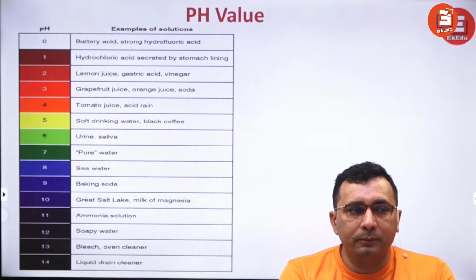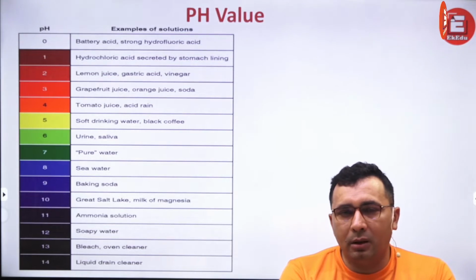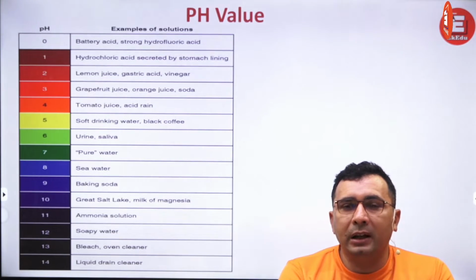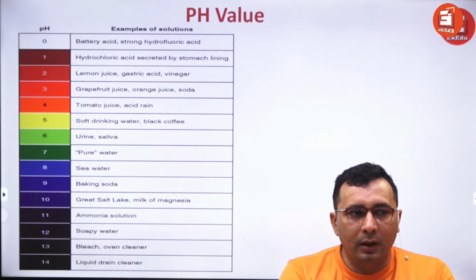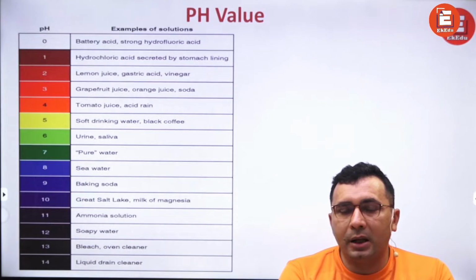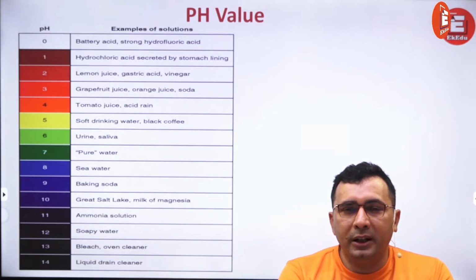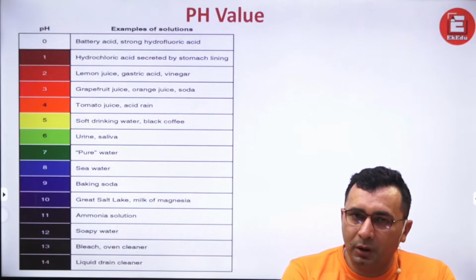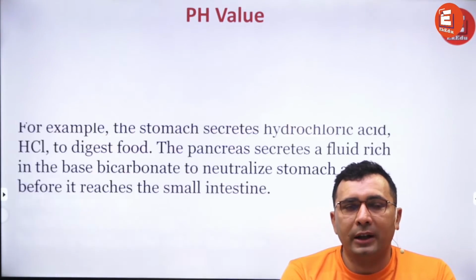Seawater, baking soda, milk of magnesia, these common chemical compounds are weakly basic. But you know that bleach, liquid drain cleaner, these are strongly basic substances. We can find out the pH value using the formula, that is pH is equal to negative logarithm of hydrogen ion concentration.